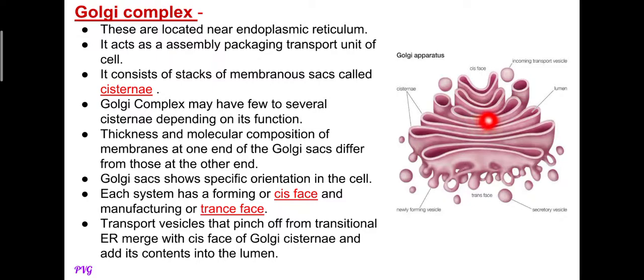The thickness and molecular composition of the membranes at one end of the Golgi sacs differ from those of the other end, because these are the different ends. These sacs show a specific orientation in the cell. Each system has a forming phase, known as the cis phase. This one is the cis phase and this one is the trans phase. Besides this, it shows the transport vesicles. These are the secretory vesicles and newly formed vesicles, and these vesicles pinch off from the transitional endoplasmic reticulum and merge with the cis phase of the Golgi cisternae, releasing their contents into the lumen.